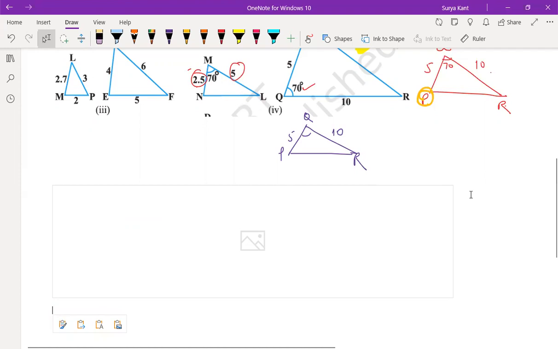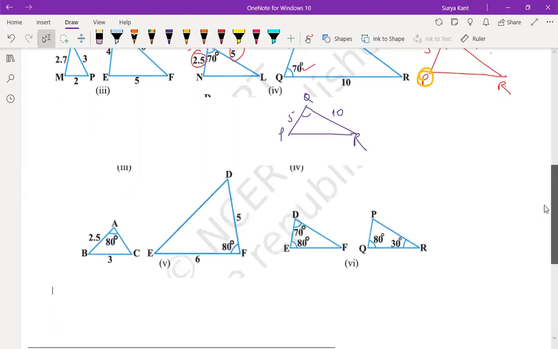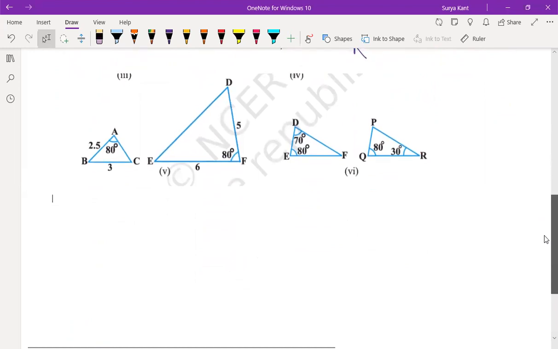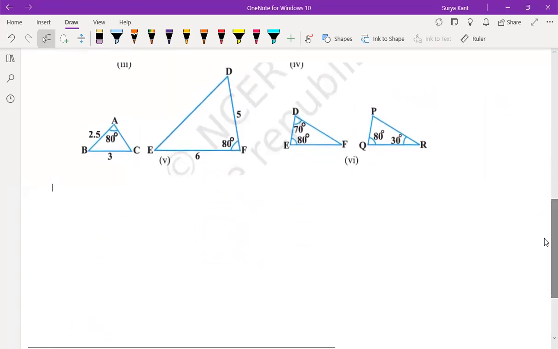Question number fifth and sixth. Paste it here. Tell me, what about question number fifth and sixth? Sir, it's similar. The fifth one is similar. Yes. No, it's not similar. How do you say it's similar, Drishti? By which congruence? Sir, it's not similar.